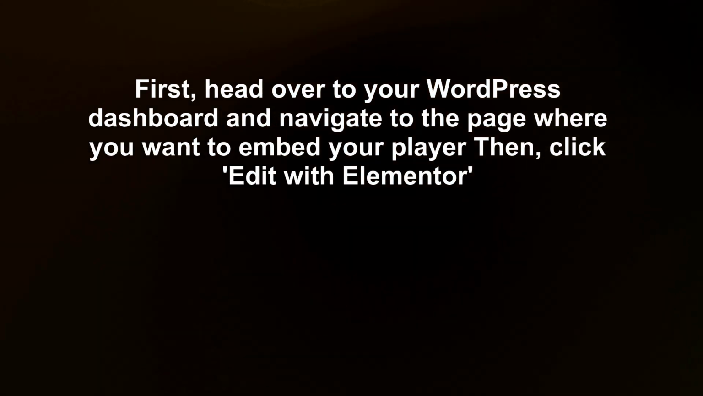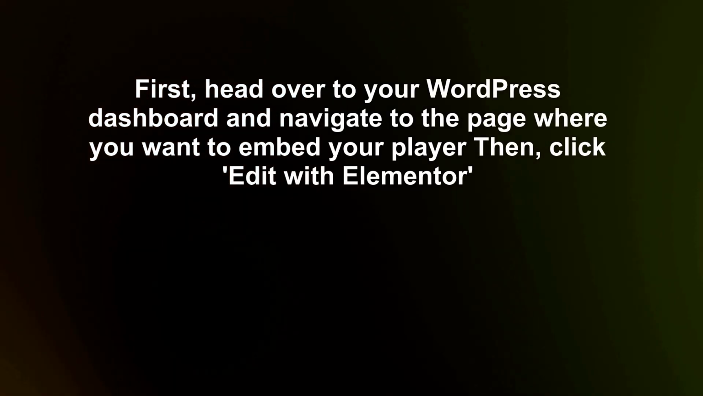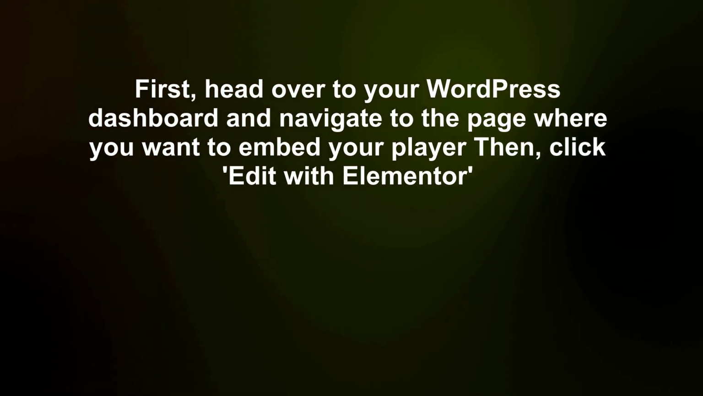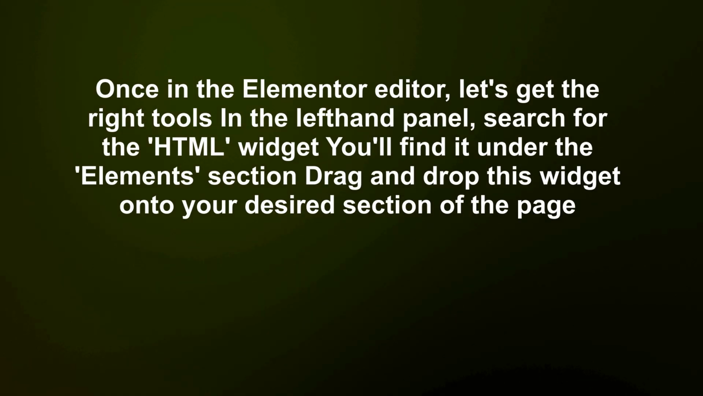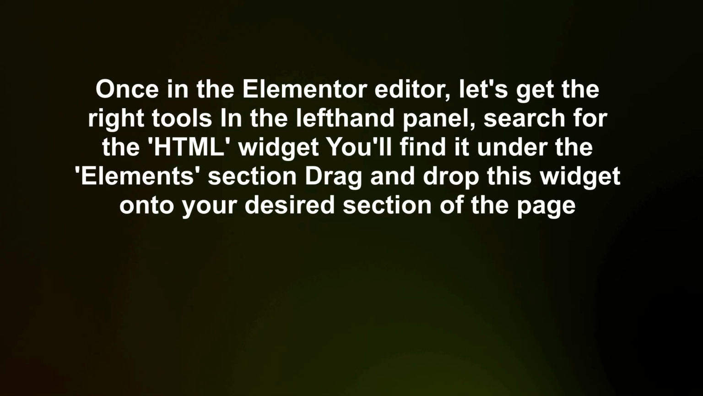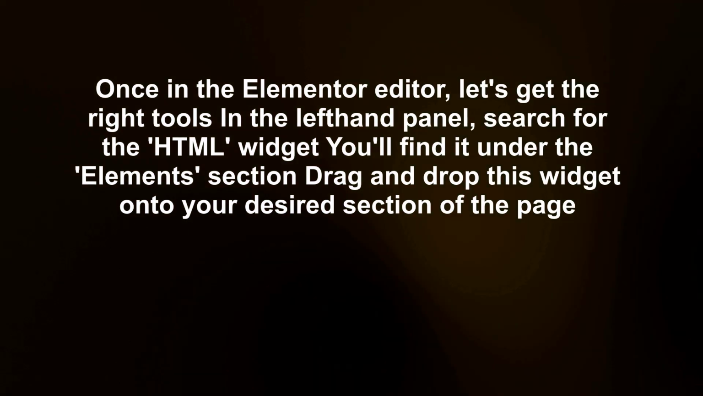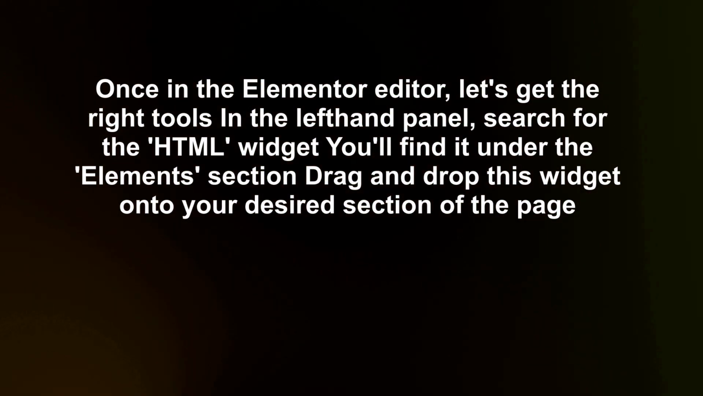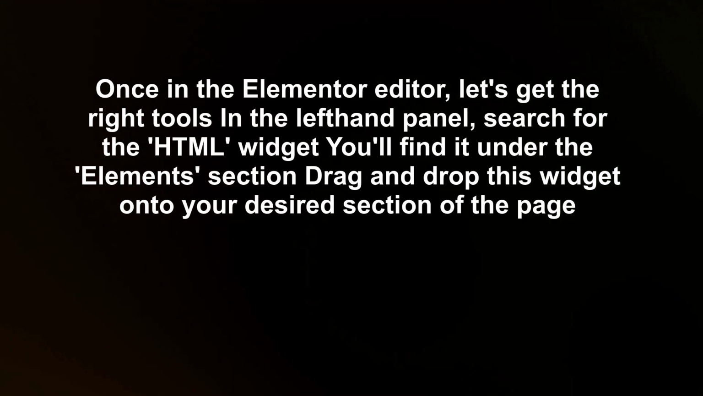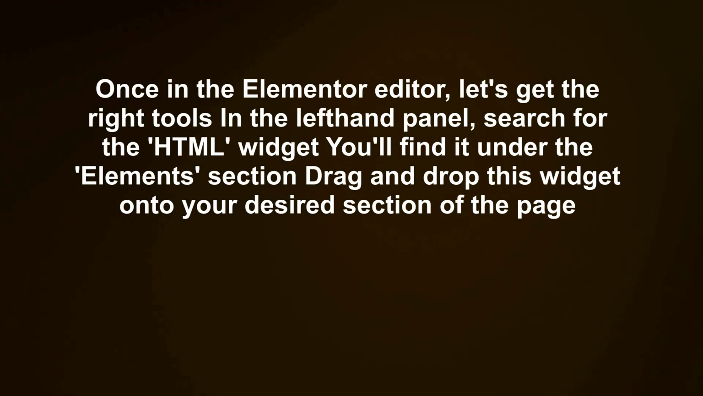First, head over to your WordPress dashboard and navigate to the page where you want to embed your player, then click Edit with Elementor. Once in the Elementor Editor, let's get the right tools in the left-hand panel. Search for the HTML widget. You'll find it under the Elements section. Drag and drop this widget onto your desired section of the page.